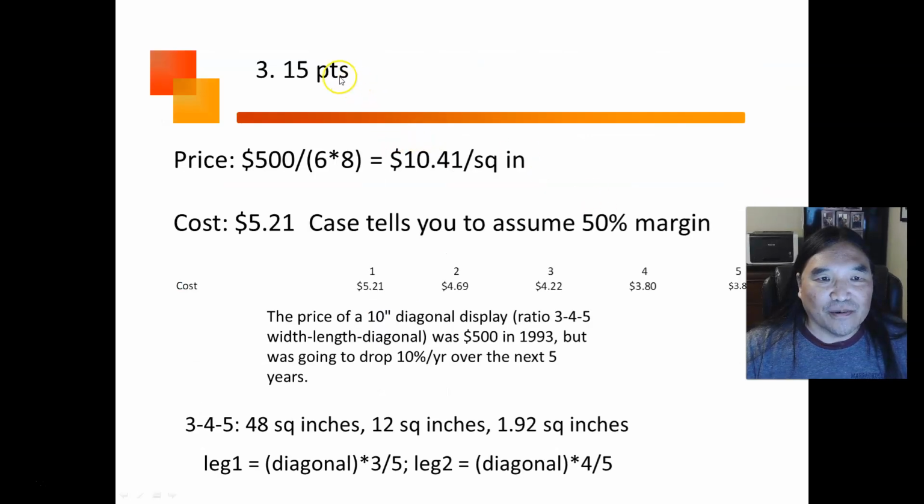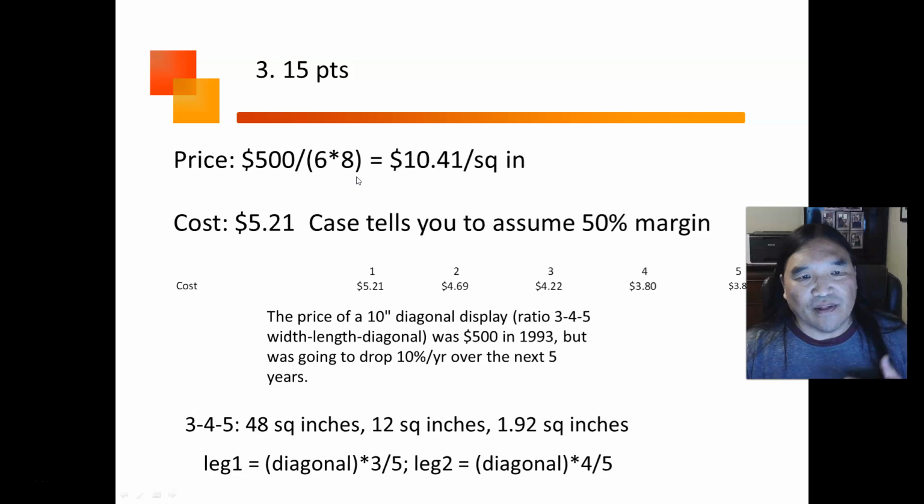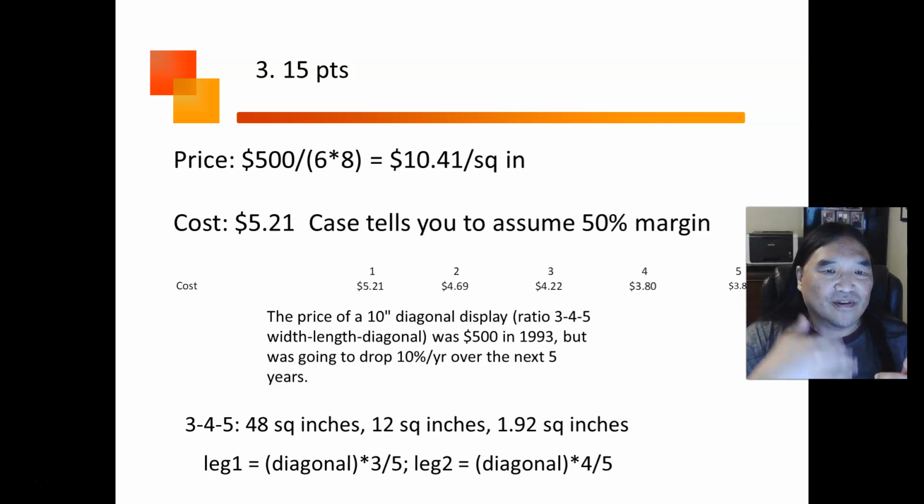And they ask you the price of a $500 display. Now, displays are this shape of 3, 4, 5 triangles. And so that means that the legs are always in ratios of 3 to 4 to 5. And so a 10-inch display is double 5 because displays are measured according to the diagonal. So if it's double, then that means the legs 3 and 4 have to be doubled. So it's 6 and 8.